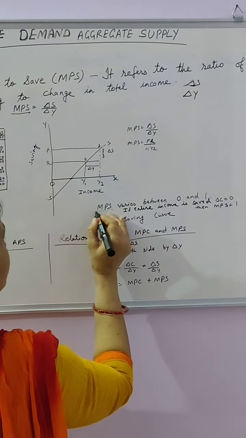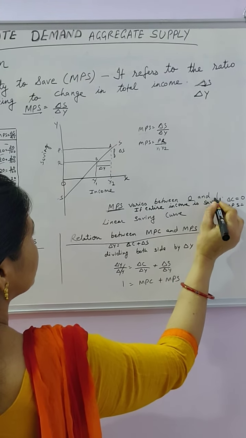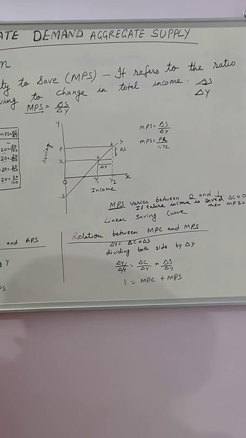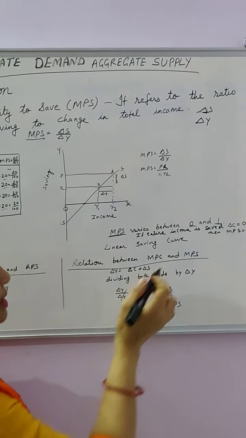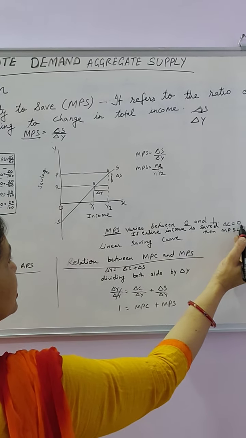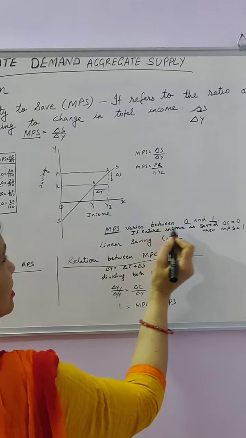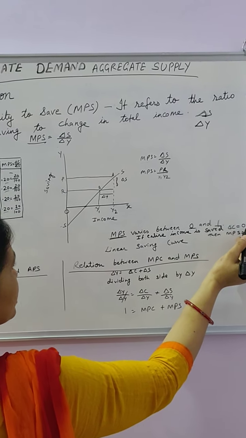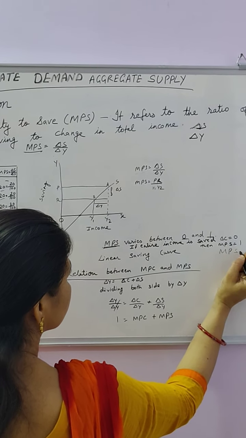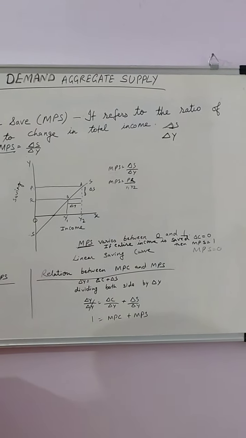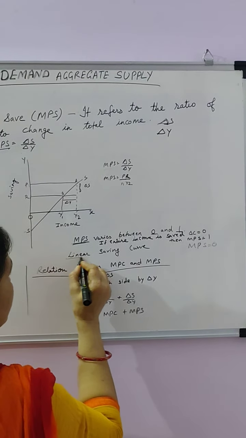Now there is an important point regarding MPS, that is, MPS always varies between 0 and 1. When it is 1, if the entire additional income is used as saving, consumption will be 0, then MPS is equal to 1. And if the entire additional income is used for consumption, then saving is equal to 0, then the value of MPS will be 0. So MPS always lies between 0 and 1.